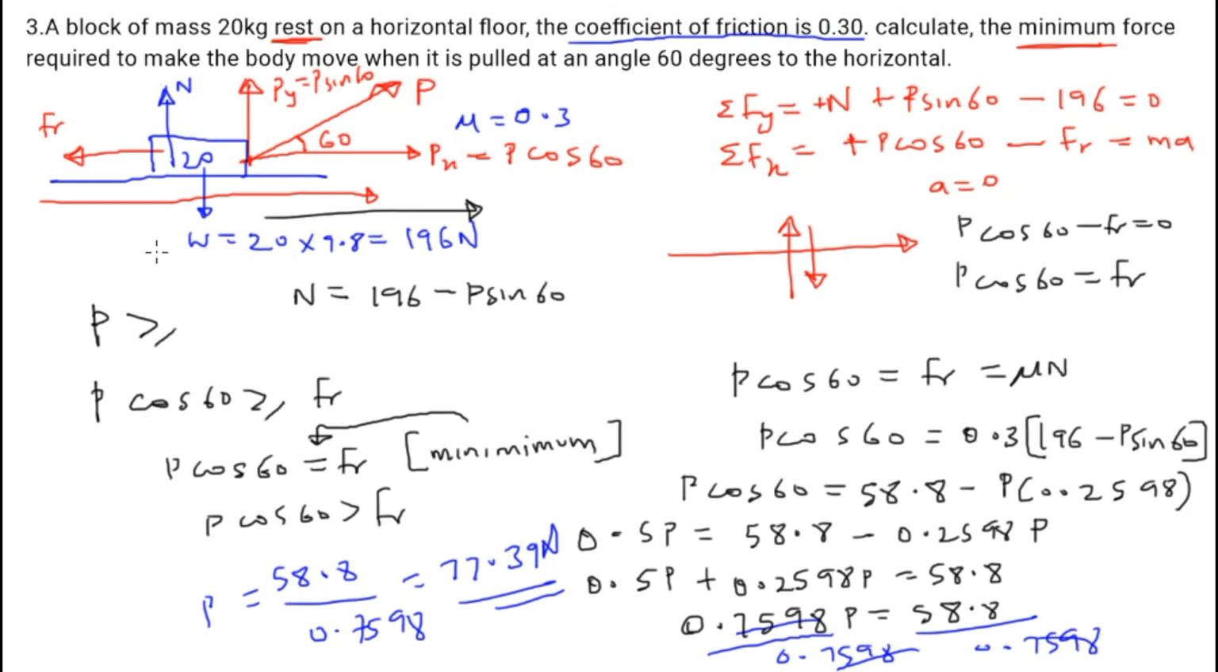So the minimum value of P, the smallest value of P that is required to make the object move, is 77.39 Newton. But if I also apply a force of 80 Newton, it will make it move. So P greater than or equal to 77.39 Newton is the force that will move the object. It will always move the object, but the minimum value is at the point where P is equal to 77.39 Newton. So that's the idea.